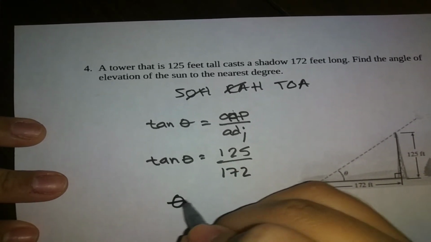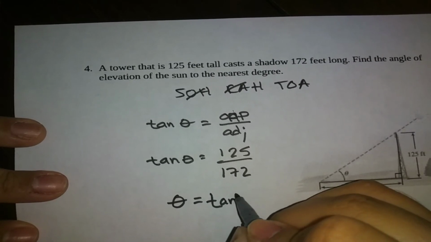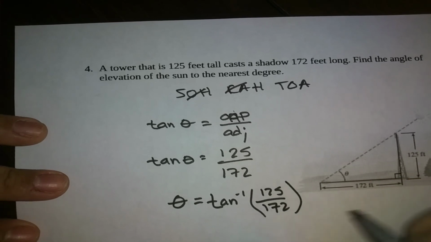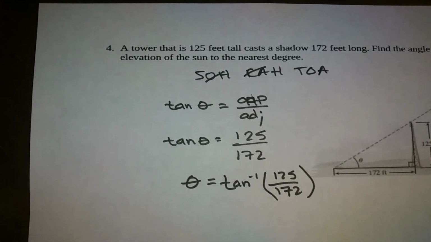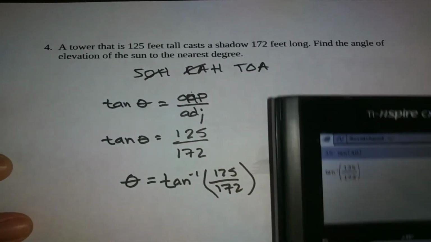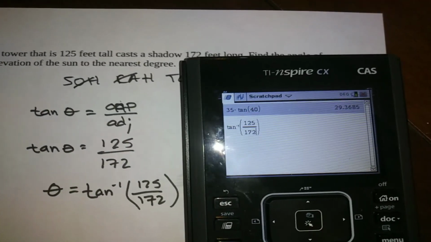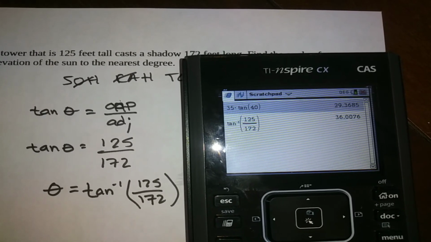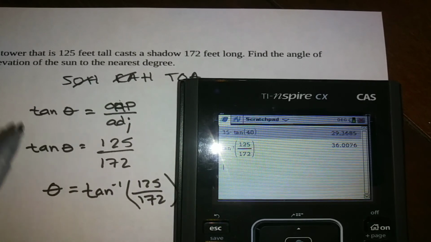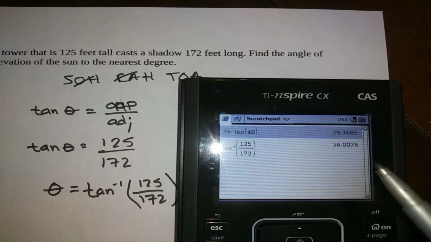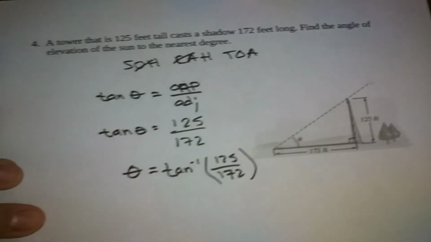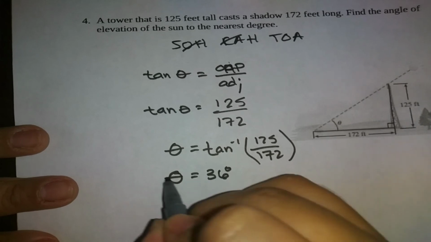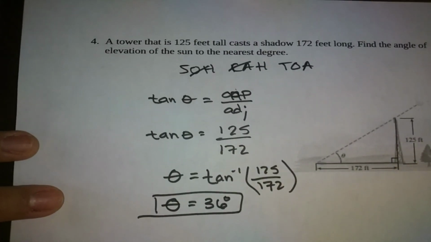So now we're solving for theta. Remember, we're going to use the inverse tangent function. If we put that into our calculator, making sure that it's in degree mode, we get 36.0076. The question wanted it to the nearest degree, so we're going to leave it at 36 degrees. So our theta is 36 degrees, and that is the angle of elevation.